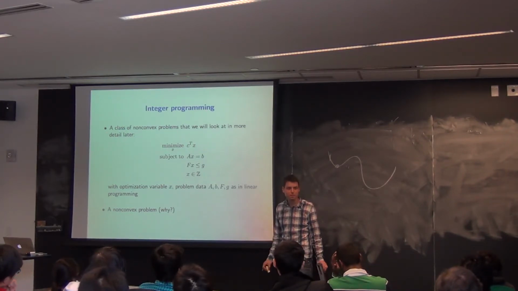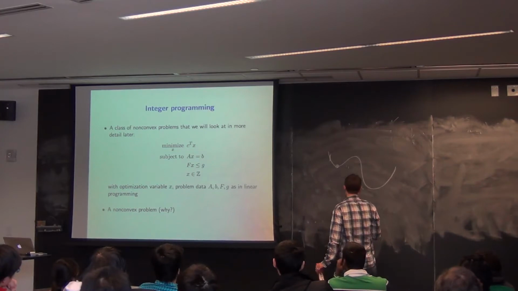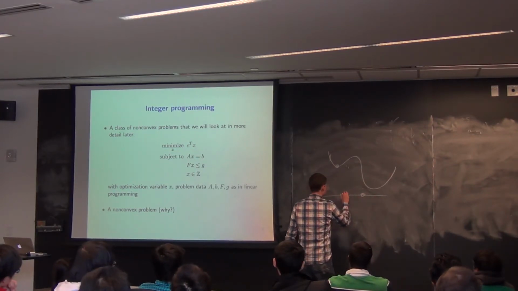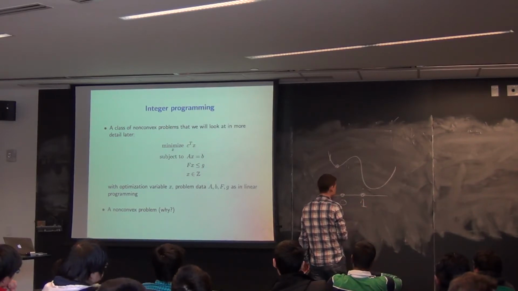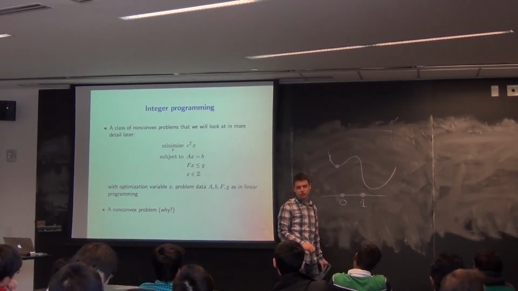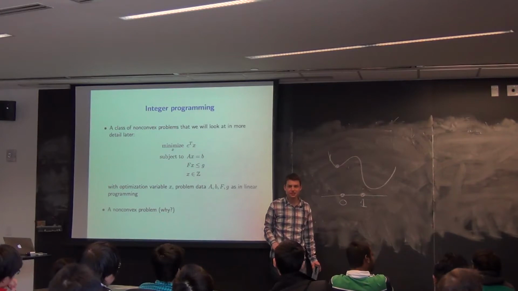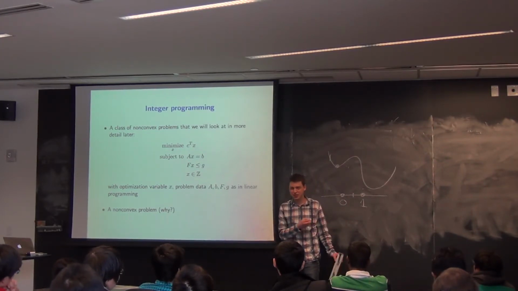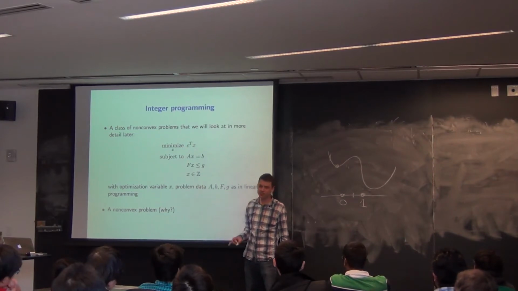And by the way, this is non-convex, because if you look at a set of integers, here's 0 and here's 1, a convex combination of those two things is not within that set, right? You have points in the middle. They're not within that set. So therefore, the set of all integers is not a convex set.